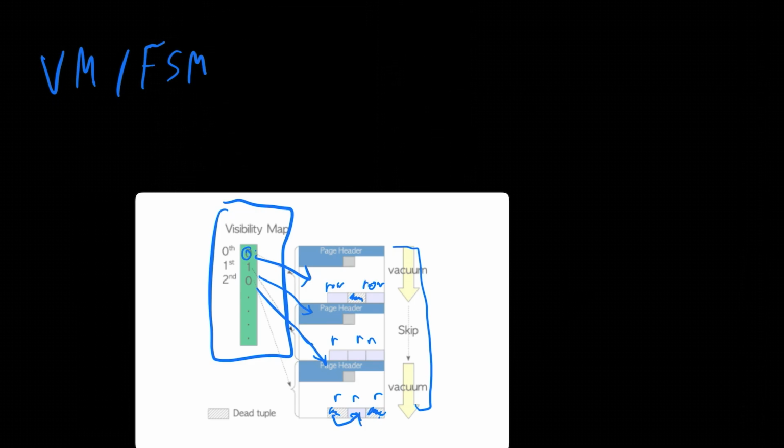If it's a 0, then you know that you need to go in and vacuum things up, and you need to actually clean these dead tuples. If it's a 1, then that means there's actually no dead tuples to go in and clean up, or at least we don't want to look at this area right now.